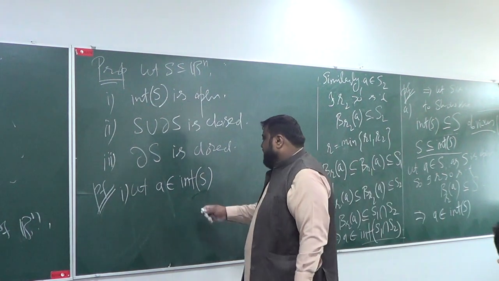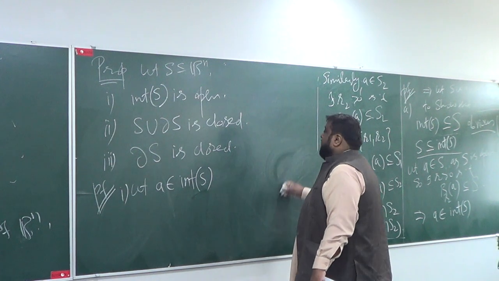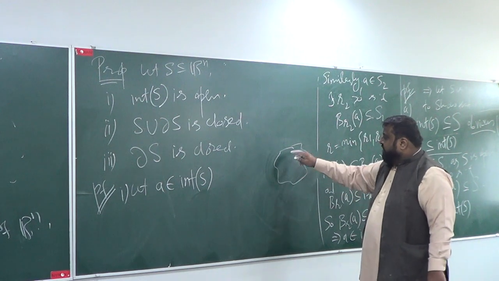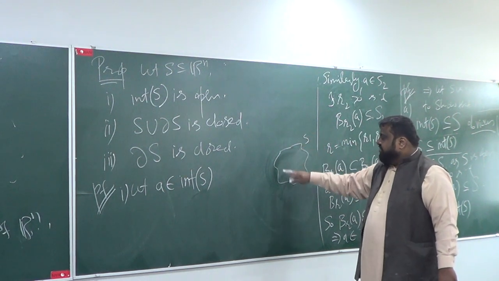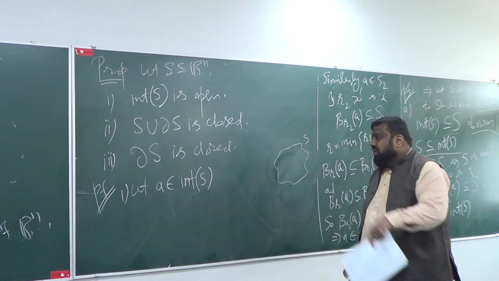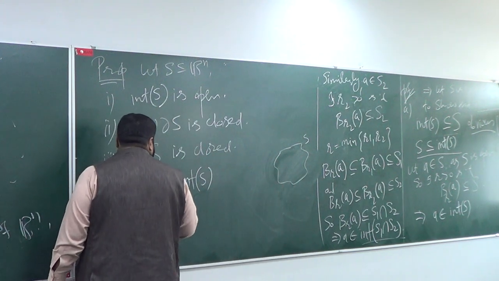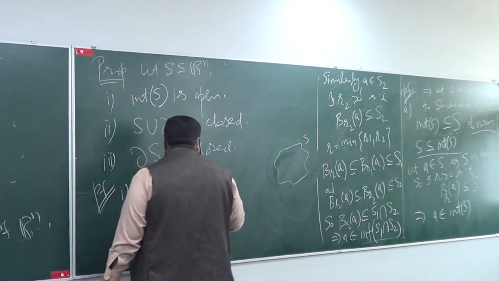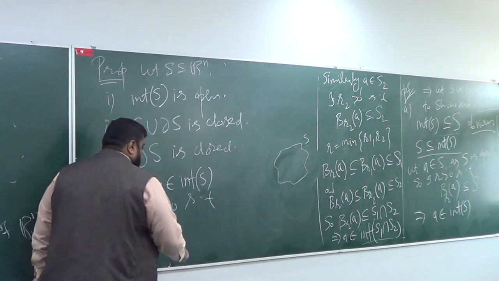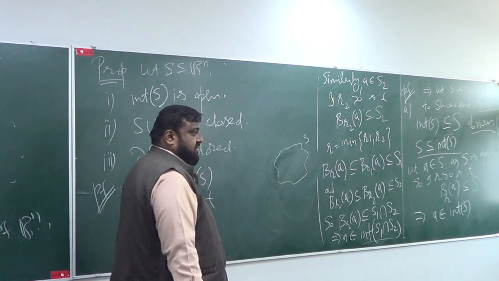So here's the thing. Imagine this is the set. And if you exclude, for example, roughly the boundary, you have what we call the interior. And I want to show that the interior is open. So take a point from the interior. I can find a positive radius such that if I take this point and make it the center of a ball of that radius, it is going to be in the set S.